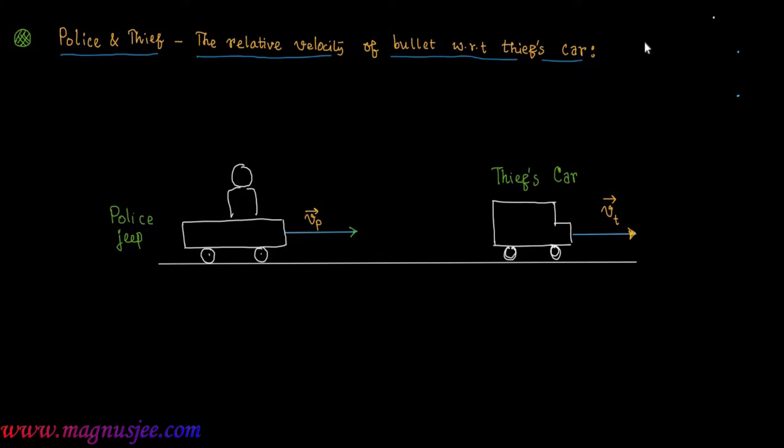Now a policeman is standing on the police jeep. This is the policeman who is standing on the police jeep or police van, and the policeman is holding a gun. And he fires a bullet with the velocity vector VB towards the thief's car.